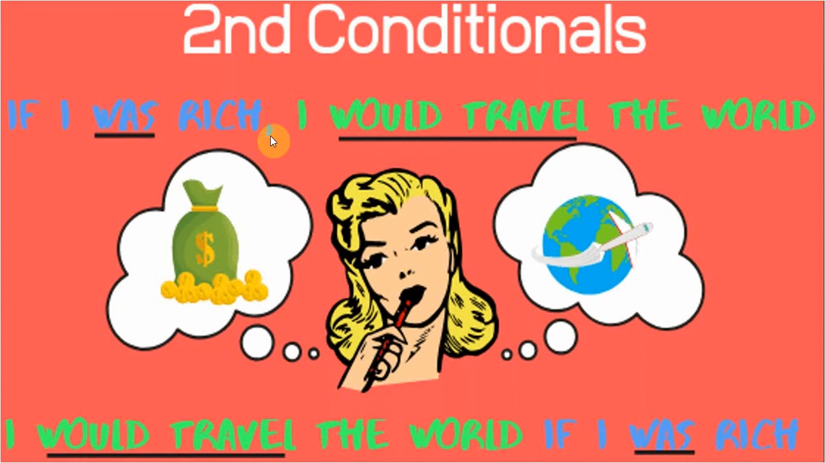If I was rich, comma, I would travel the world. I would travel the world if I was rich. No comma here when the main sentence comes first.